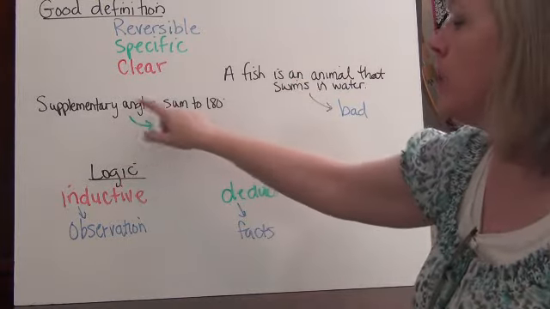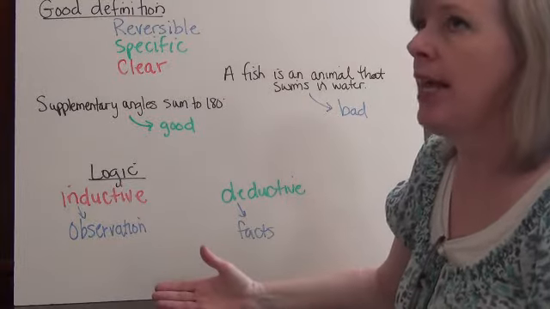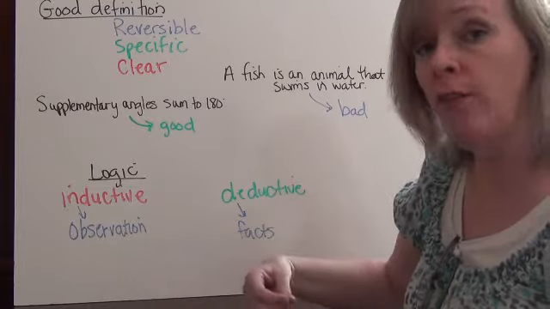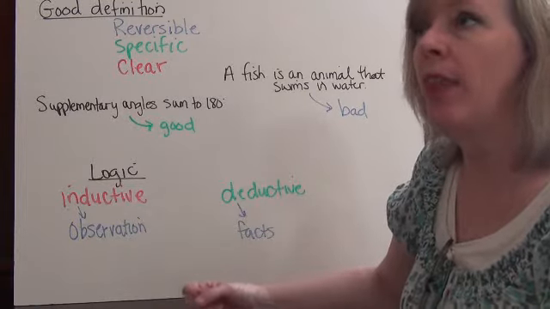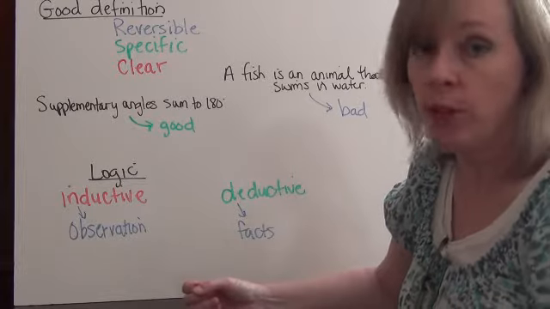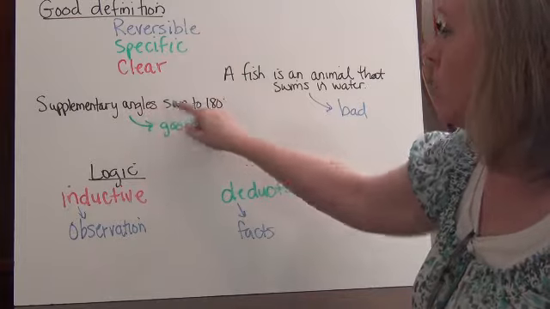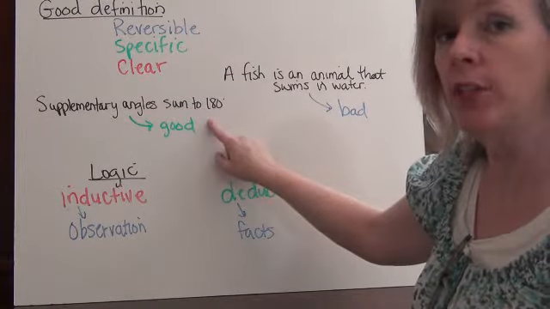But this one, supplementary angles sum to 180. So I'm thinking to myself, if an angle is supplementary, then it adds up to 180. And then I'm going to do the converse, reverse it. If two angles add up to 180, then they are supplementary. Okay, it works in both directions, so it's reversible. Is it specific? Angles adding up to 180, that's specific, and it's clear. So this is a good definition.